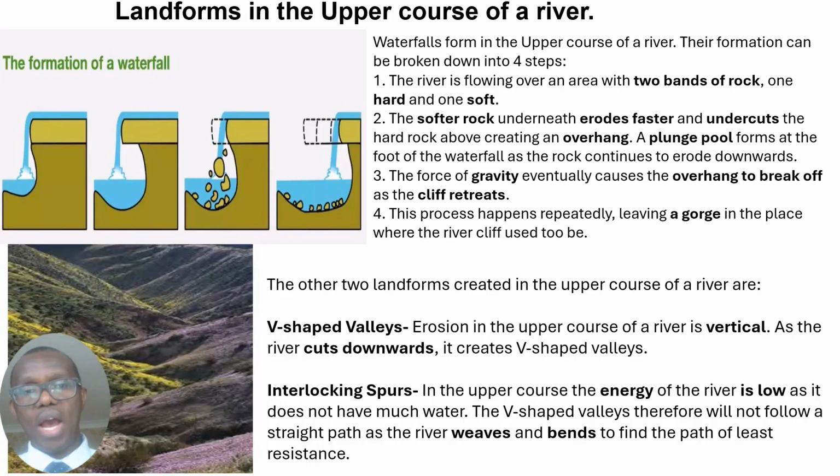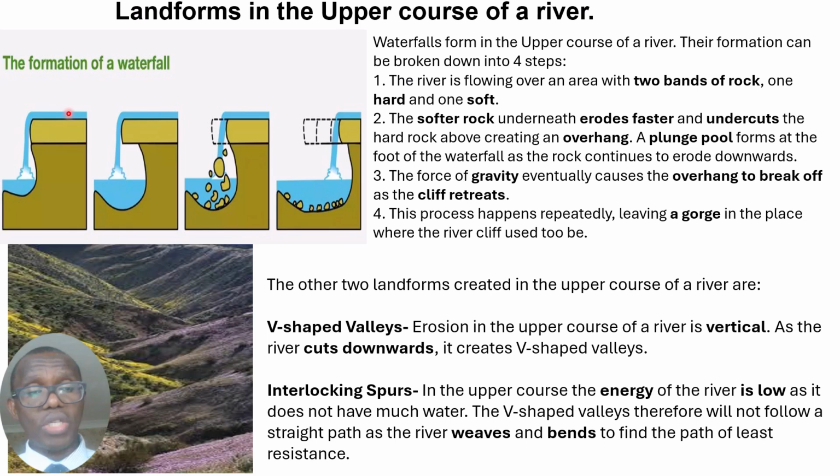Okay, so what landforms occur in the upper course of a river? The first one that we are going to be talking about is waterfalls, so the formation of a waterfall is what we are looking at. In the upper course of a river, you will have areas that have two different bands of rock: one band of hard rock above, as you can see here, and then softer rock below.